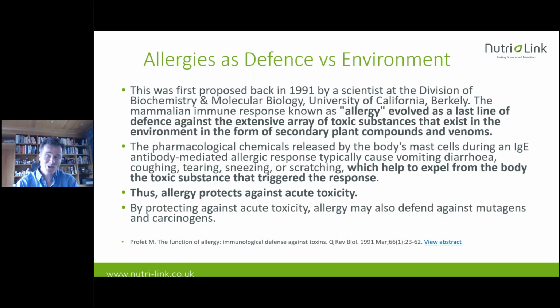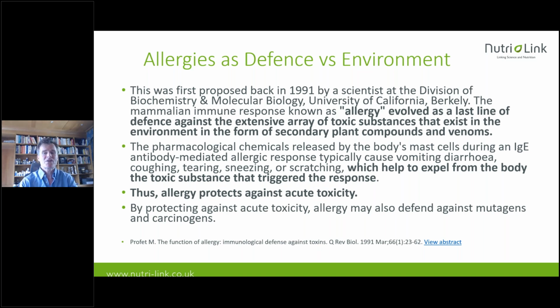And this was first proposed, as I track back and try to find when this was first identified in the literature anyway, back in 1991 in Berkeley, by Mr. M. Profet. I thought what a great name that was for foreseeing the future of how immunology would go. Allergy evolved as the last line of defense against an extensive array of toxic substances that exist in our environment. They were natural environmental toxins in plants and so on, but also something that now develops a reaction against man-made substances as well, of which now we've got 180 to 200,000 to deal with.